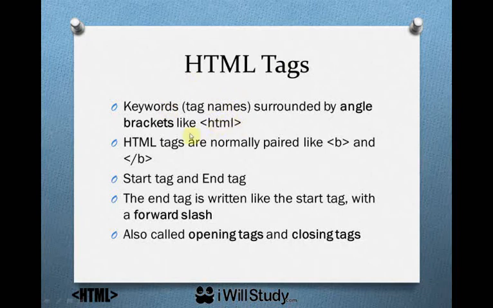The tag names are keywords which are surrounded by angle brackets, which you can see on the screen. You can check the HTML or the B tag. Every tag starts and ends. These are also called opening tags and closing tags.